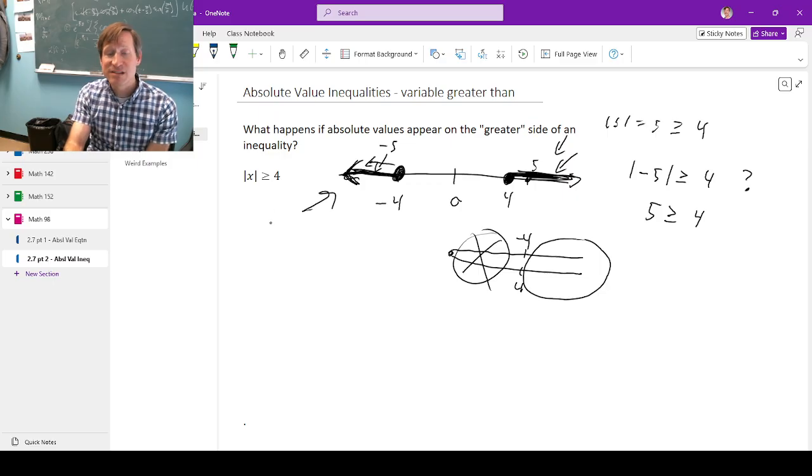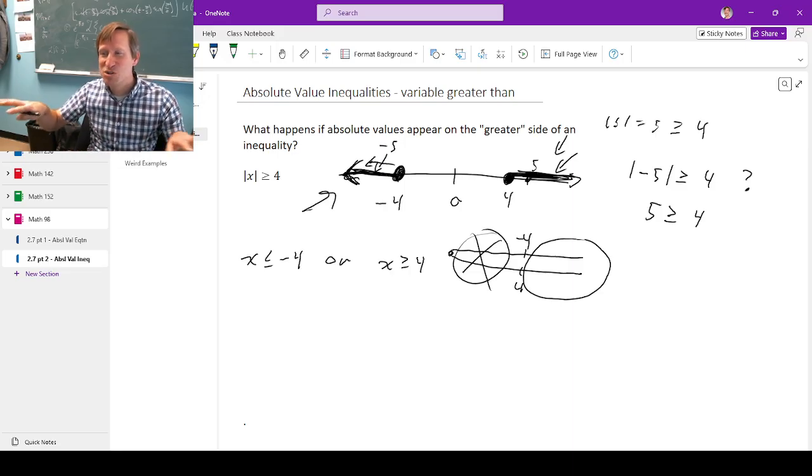The way to express this with inequalities is to write that x can be less than or equal to minus 4, or x can also be greater than or equal to 4. So we have to write the two inequalities separately because they're describing two pieces of the number line that don't overlap, right? So we just write them separately.